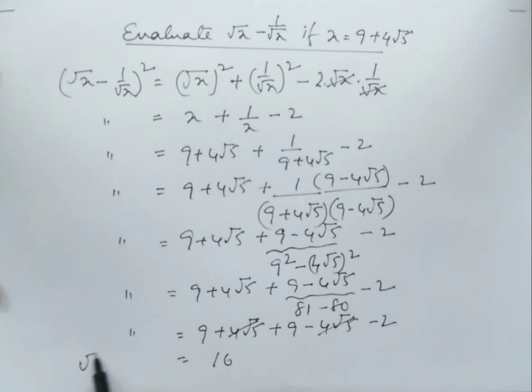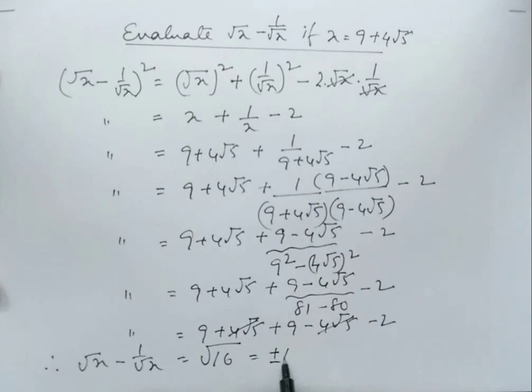Now it's time that we bring that down. Root x minus 1 upon root x, therefore, should be equal to the square root of 16, which is equal to plus and minus 4. Have you understood why plus and minus 4?